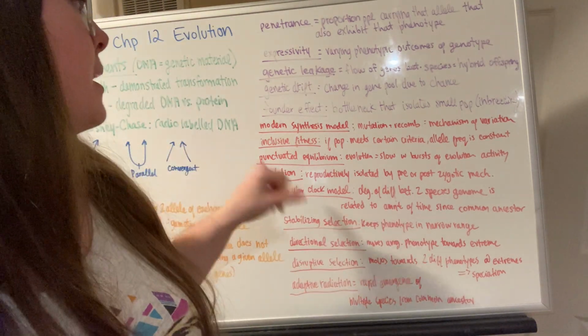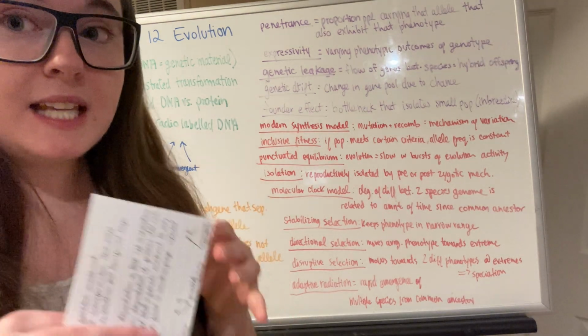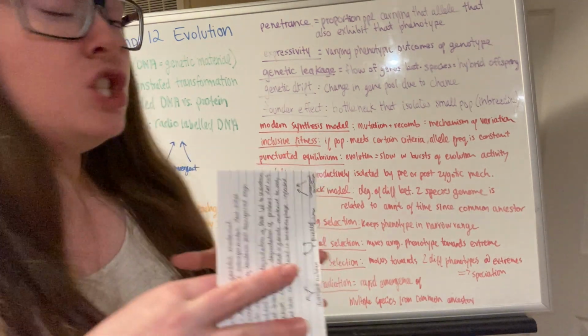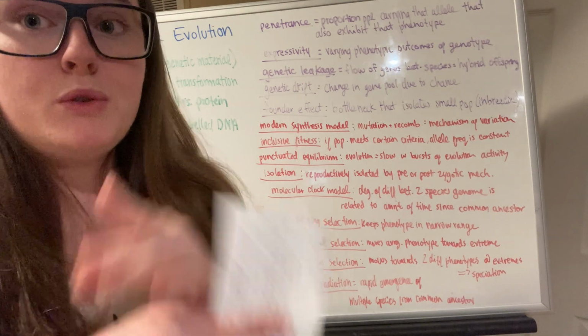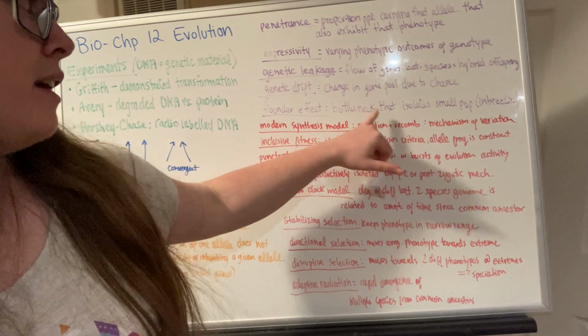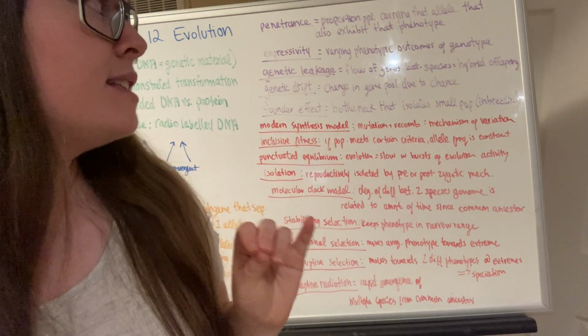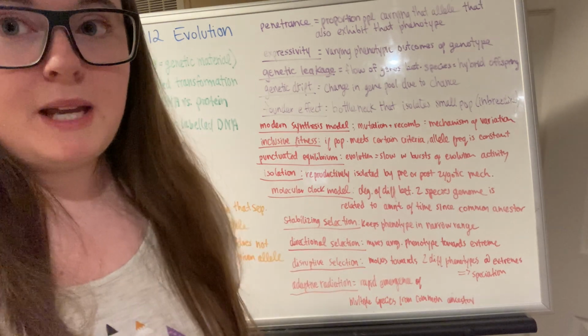And we have the founder's effect, which is a bottleneck, which is again a change in a gene pool, but this is due to a specific event that took place. So that's the bottleneck effect. So the founder effect is a bottleneck that isolates a small population and causes there to be interbreeding.